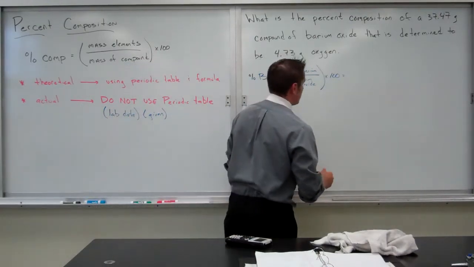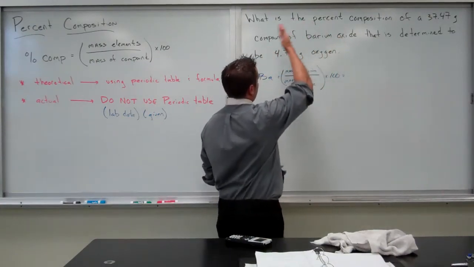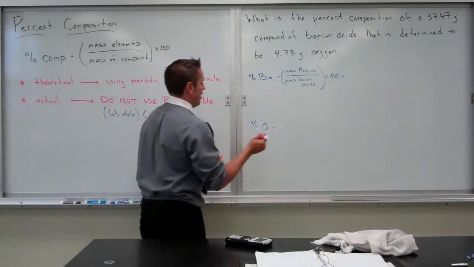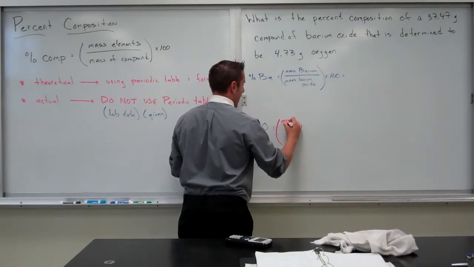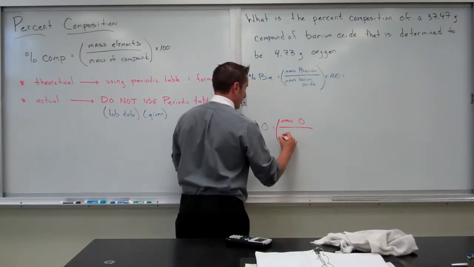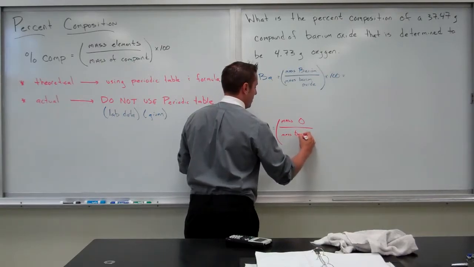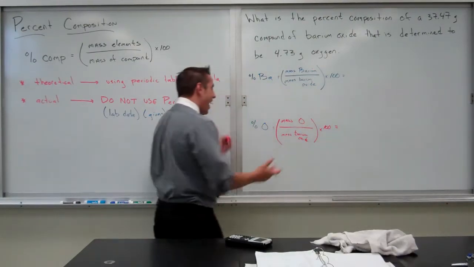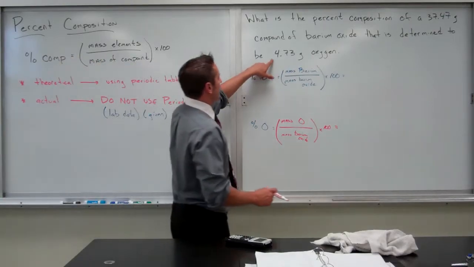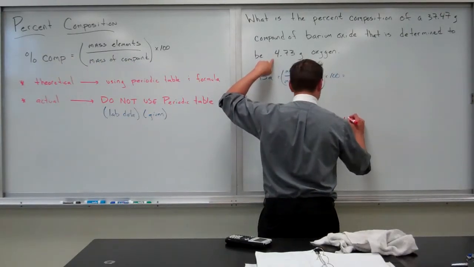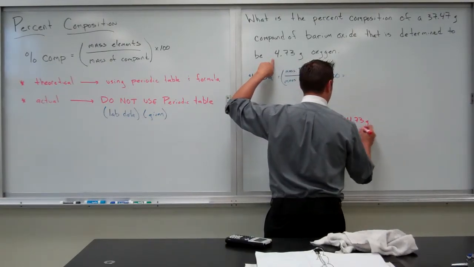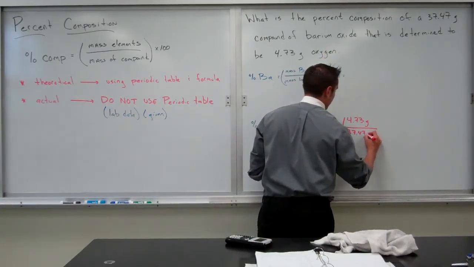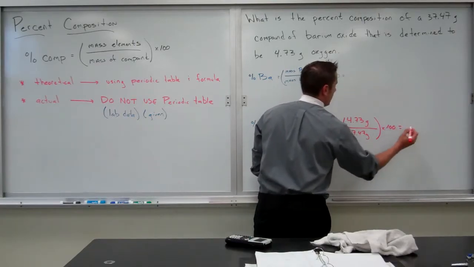Mass of the barium would also have to be given, and if you take a look, it's not given right here. Right? So we have oxygen, so that sets us up to do the percent oxygen problem. So we would need the mass of oxygen over the mass of barium oxide times 100. We have all the information that we would need. They tell us that the oxygen mass is 4.73 grams divided by the barium oxide, which is 37.47 grams, times 100.